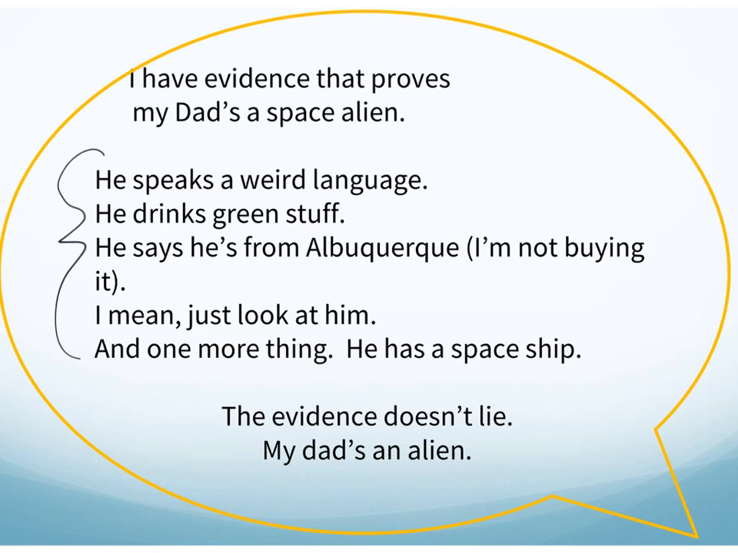All she does is she just says, the evidence doesn't lie. That's all she says. And then she restates her claim. My dad's a space alien. So this little girl does a great job of citing her evidence, but she has no good reasoning. She doesn't tie her evidence at all back to her claim. So what does that actually look like?